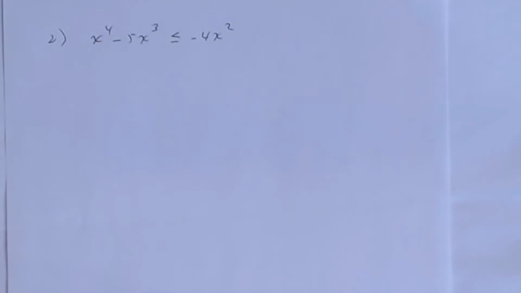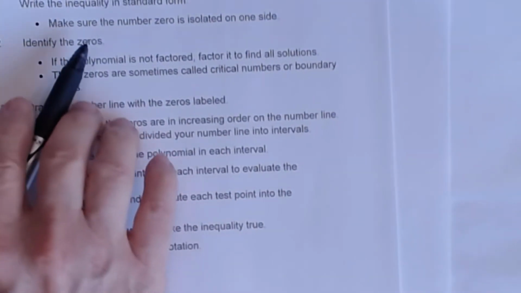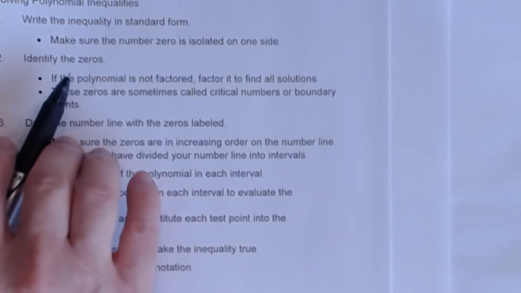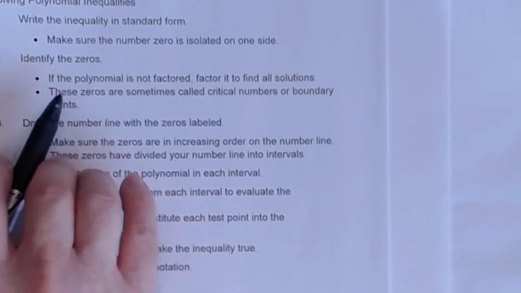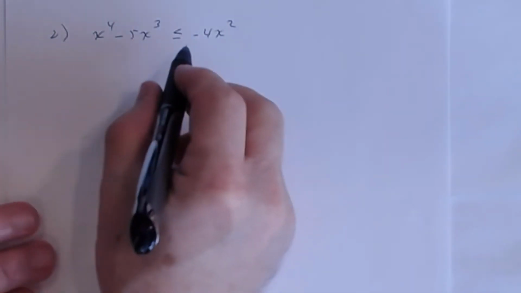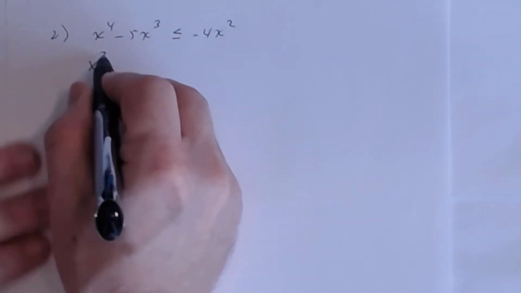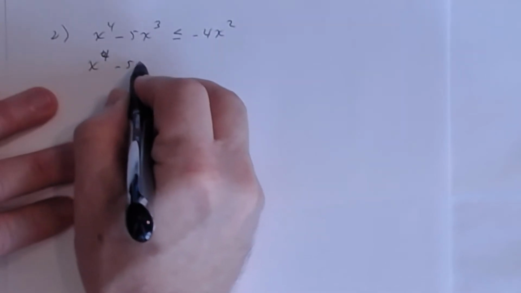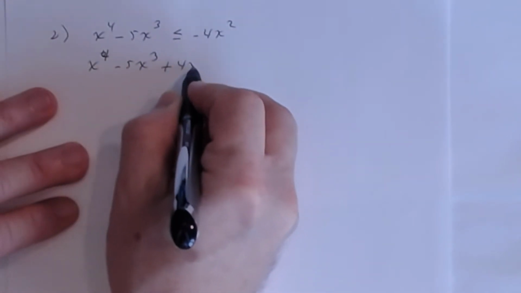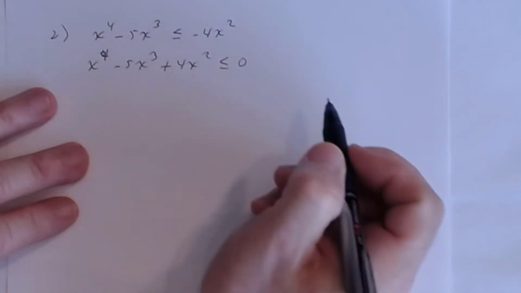All right. So the first thing we're going to do is put this in standard form, because you have to have 0 on the other side. Then we're going to find those zeros, so we're going to have to factor the polynomial that we end up with. So we bring this negative 4x squared over. So I get x to the 4th minus 5x cubed plus 4x squared is less than or equal to 0.